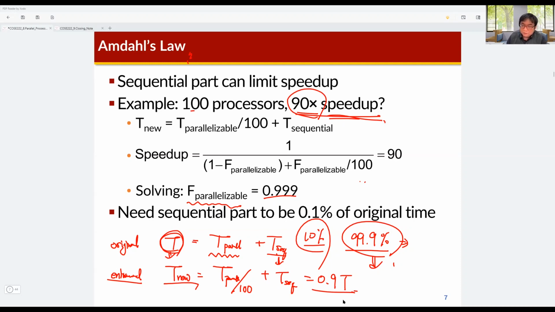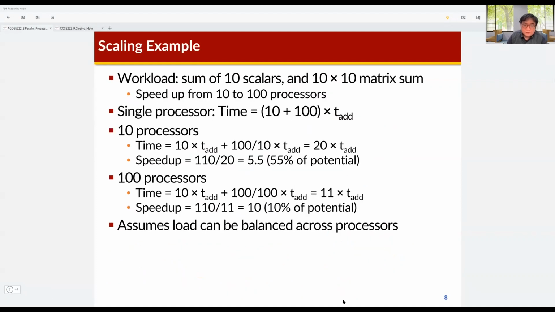So Amdahl's law tells us that the part that cannot be enhanced may determine the overall performance of our computer system. So this is some example. Let us assume that a single workload is composed of 10 scalar.